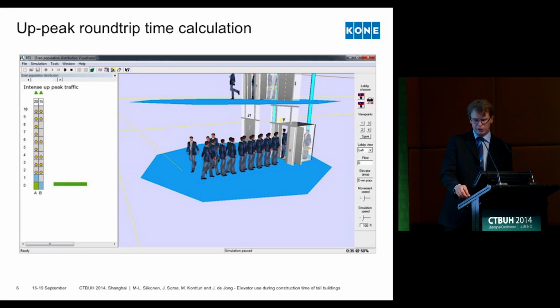In up-peak, the passengers are heading from the ground floor to the upper floors, and here you can see the destinations of the passengers. And if the passenger demand exceeds the handling capacity of the elevator group, then queues start to form in the lobby. So this is the normal way of analyzing elevators for office buildings and for normal traffic. But it's also well applicable to construction site transportation.